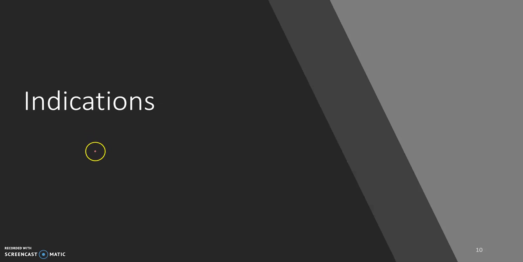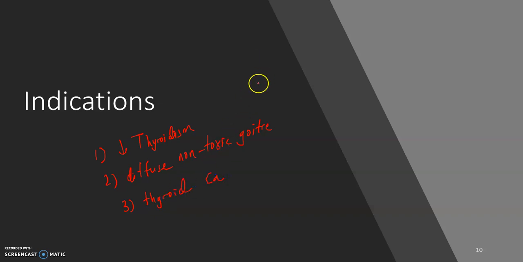The indications are firstly hypothyroidism, so we have a low thyroid level. Secondly, diffuse non-toxic goiter. And thirdly, thyroid carcinoma. So when you have hypothyroidism, we need to top up, or add more thyroxine to the patient, so we give synthetic thyroxine. And then you have non-toxic goiter and thyroid carcinoma, or cancer of the thyroid.